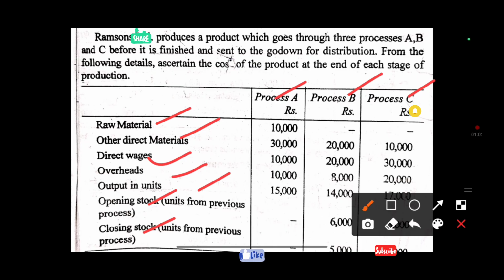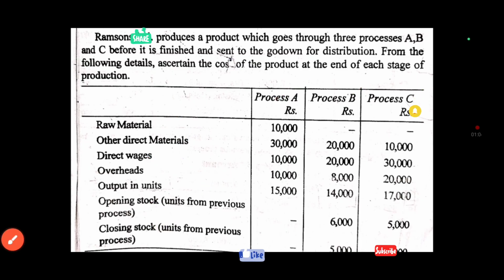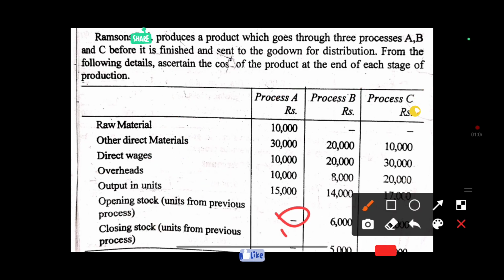Listen, there is no opening stock and closing stock for process A account, and the output unit is 15,000 units they have given. This output unit is the previous process output units, which we consider as the input unit for process A. So that 15,000 units we consider as the input unit because it is taken from the previous process output.